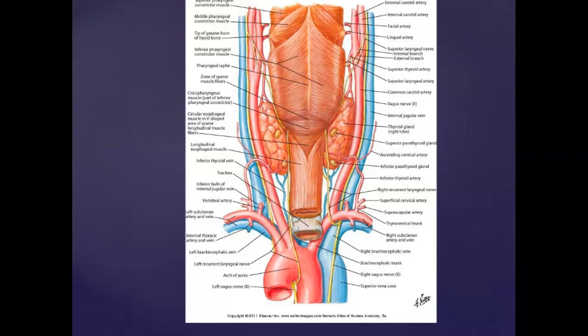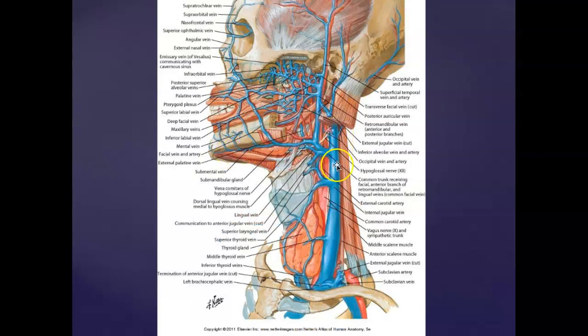Okay, let's look at the internal jugular vein here. Again, the internal jugular is going to receive blood from the face as well as other things here. It will receive from the retromandibular vein right here as it comes down, as well as the facial vein. It's also going to receive blood from the occipital vein, and from the superior and middle thyroid veins coming from the thyroid gland.